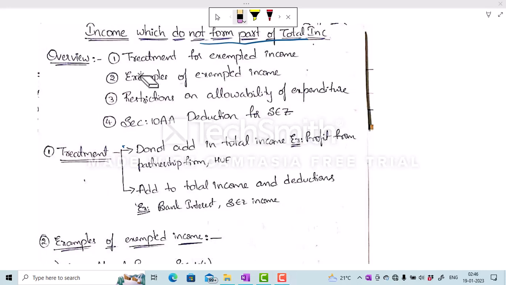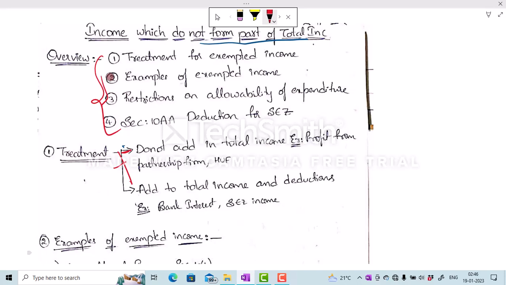The chapter we will be discussing here is income which does not form part of total income, that is, exempted income. All these four topics will be discussed in the exempted income. And the first topic is treatment. Generally, exempted income will be treated in two ways.